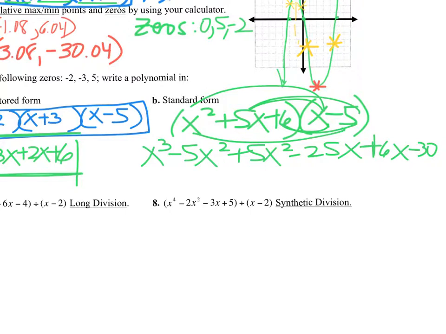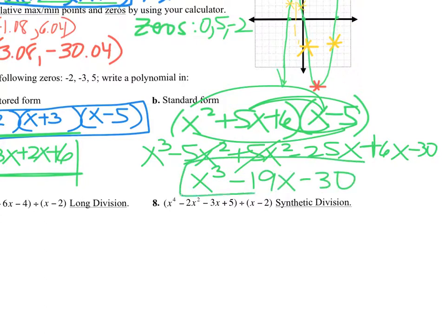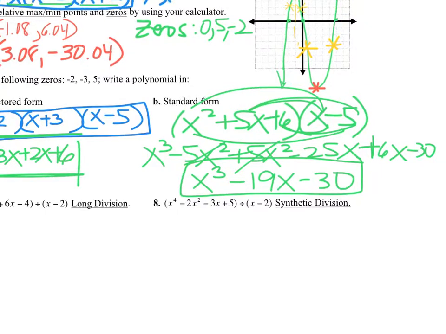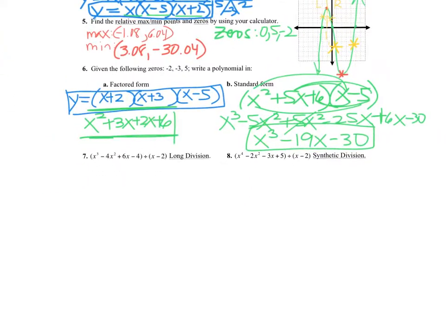And then combine your like terms. X cubed, ooh, the x squares cancel out. That's exciting, isn't it? Minus 19x minus 30. There it is. Now, if you're extra, anybody extra in here? Extra mathematical? Yes. If you're extra, you can do this. Go to your calculator and put in the factors.